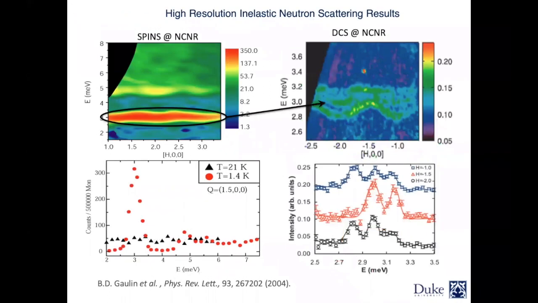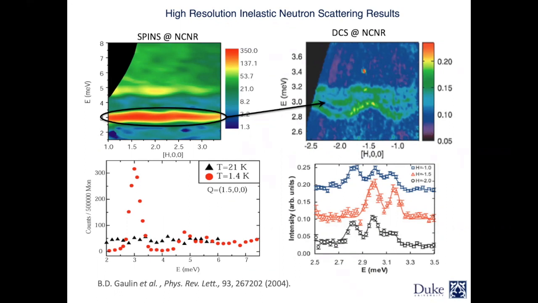Now, the first step is to figure out: is this really a singlet ground state? The way you can do that very quickly is to look at it with inelastic neutrons. So this is what I'm showing here. This is energy as a function of Q. At 3 meV, there is this excitation happening, which is a singlet-triplet excitation. So it's a singlet ground state. And these are multi-bound excitations of multi-triplets.